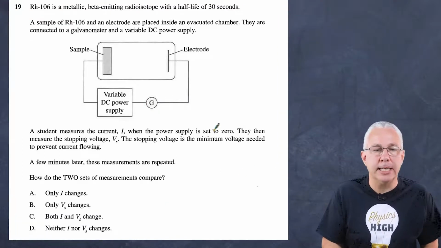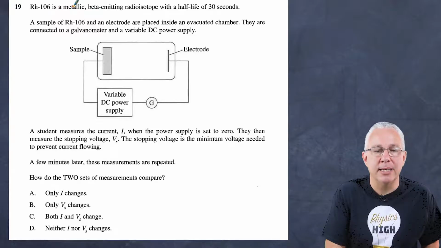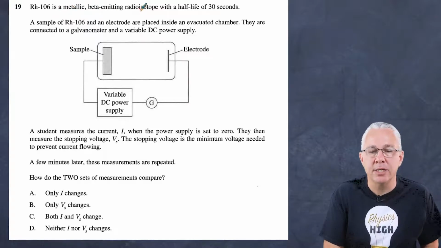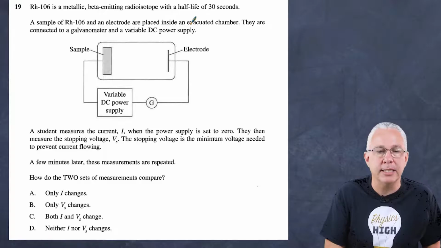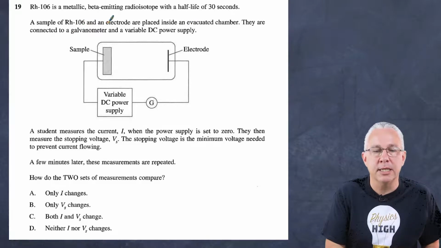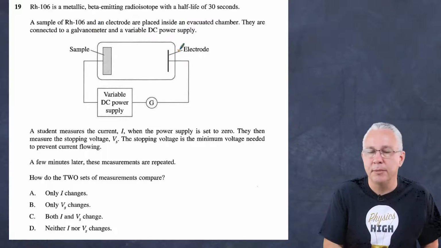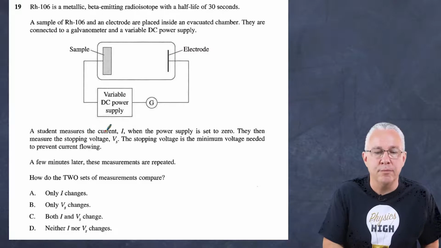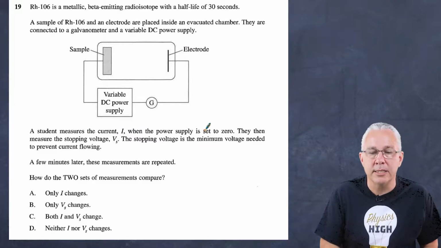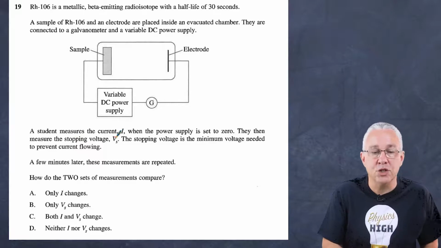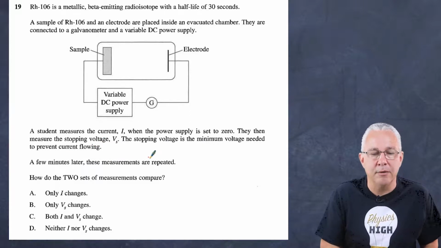Question number 19. RH106 is a metallic beta-emitting radioisotope with a half-life of 30 seconds. A sample of this and an electrode are placed inside an evacuated chamber. They are connected by a galvanometer and a variable DC supply. A student measures the current when the power supply is set to 0. They then measure the stopping voltage, which is the minimum voltage needed to prevent the current flowing. A few minutes later, the measurements are repeated. How do these two sets of measurements compare?